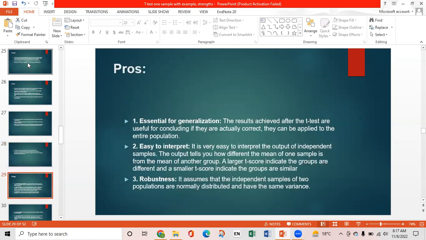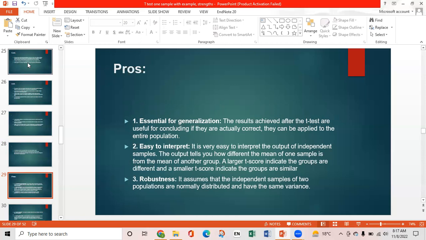Now, there are multiple pros and cons of using these tests. First pro is that it is essential for generalization. The results that are achieved after the t-test are useful for concluding if they are actually correct and they can be applied to the entire population. They are easy to interpret, and it is very easy to interpret the output of independent samples. The output tells you how different the mean of one sample is from the mean of the other group. A larger t-score indicates groups are different and a smaller t-score indicates that groups are similar.